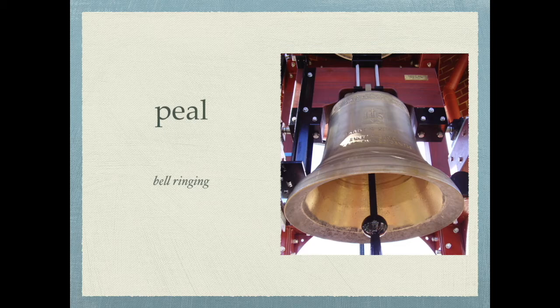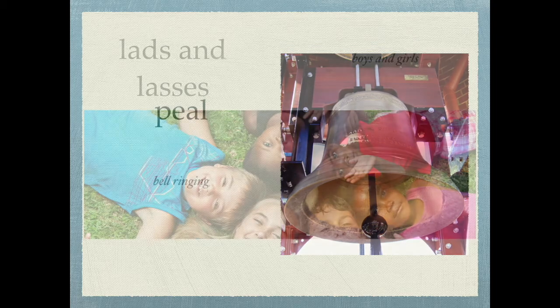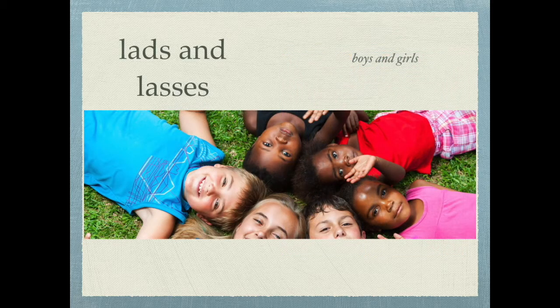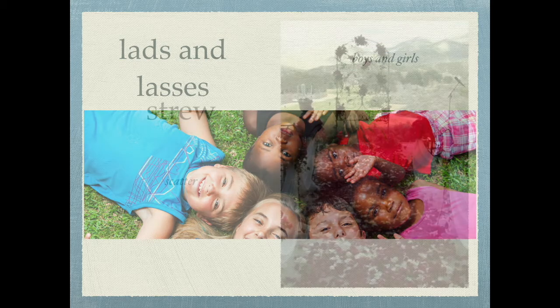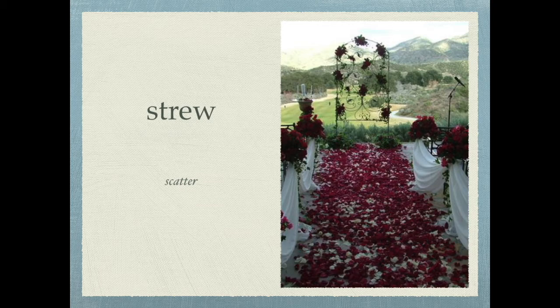Peal: bell ringing. Lads and lasses: boys and girls. Strew: scatter, the roses they will strew the way. So if you look at the photograph, that's like in a wedding, but that would also happen sometimes like in a parade or something like that.